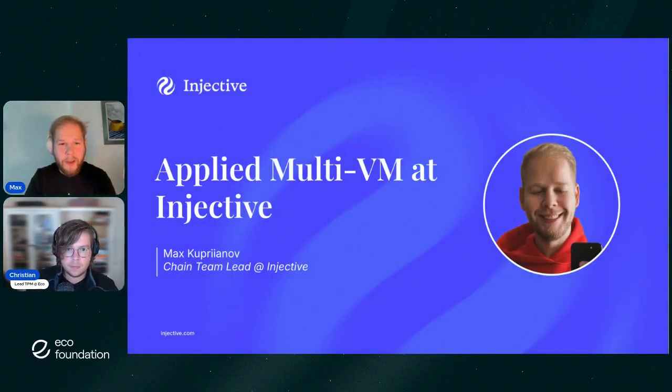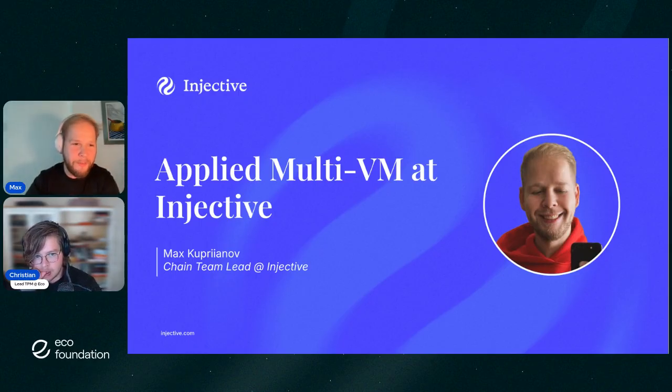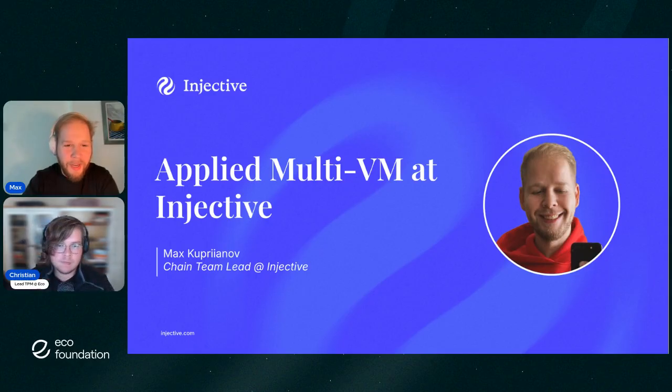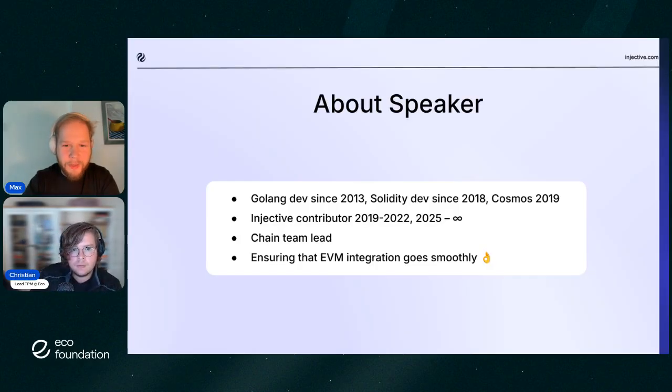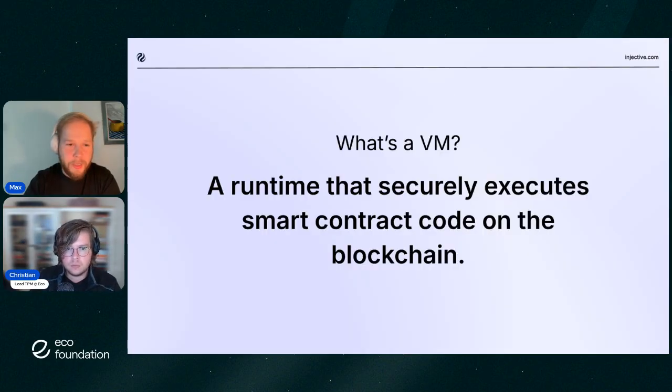It's called Applied Multi VM at Injective because we're focusing on using the features that we built today, not in some distant future. Besides just leading the chain team, I'm also developing a lot of stuff and ensuring that EVM integration goes smoothly in this cycle. So what is a VM?